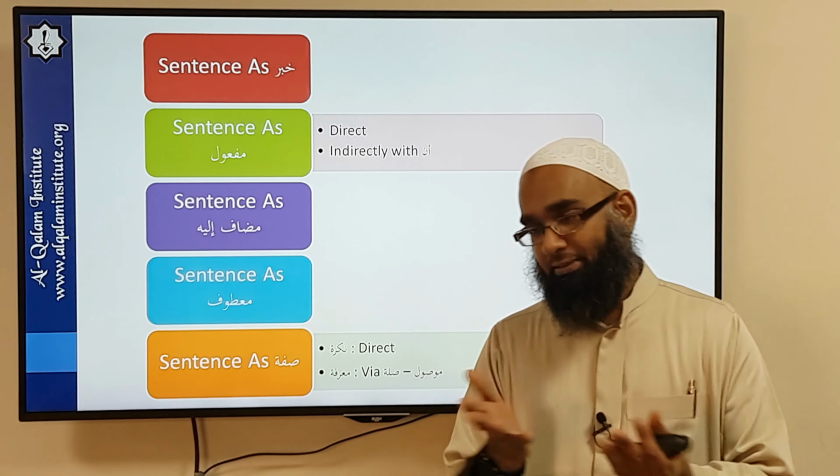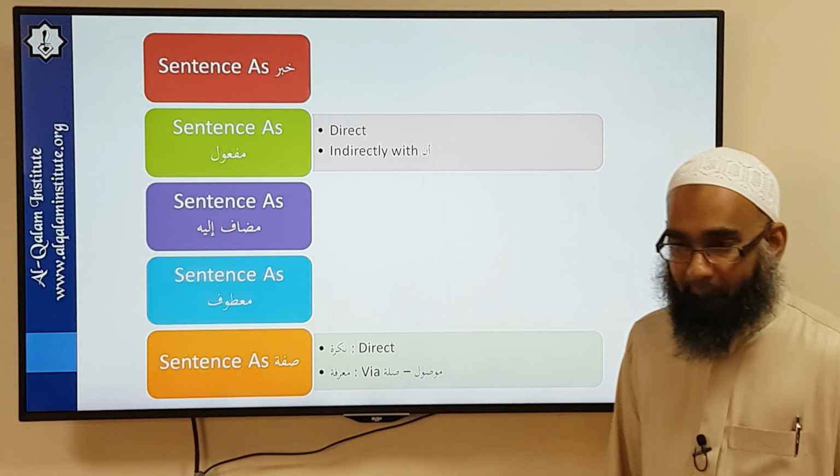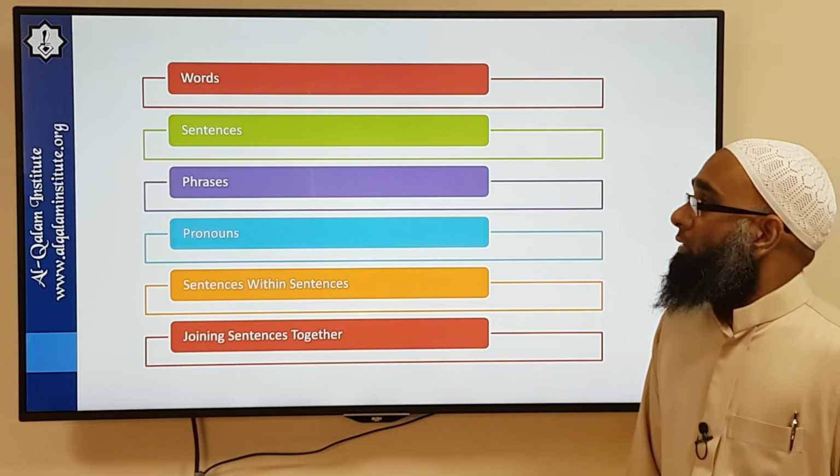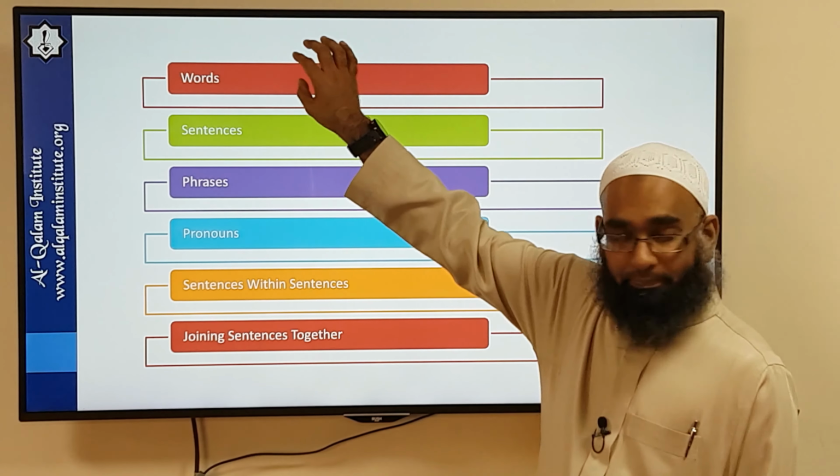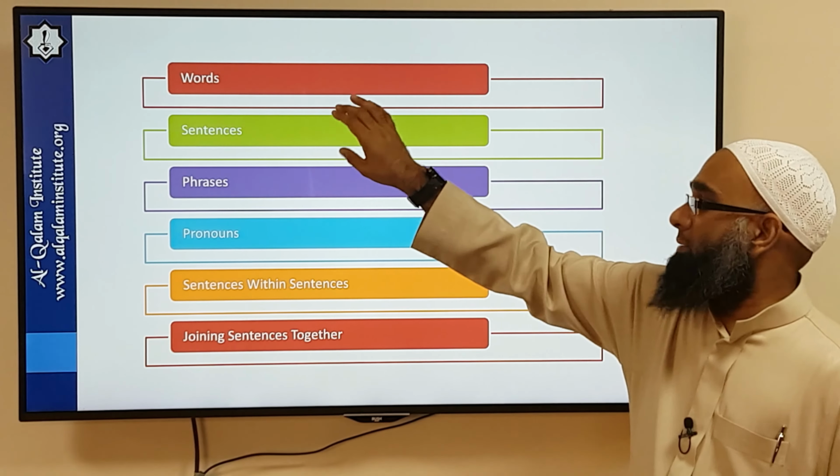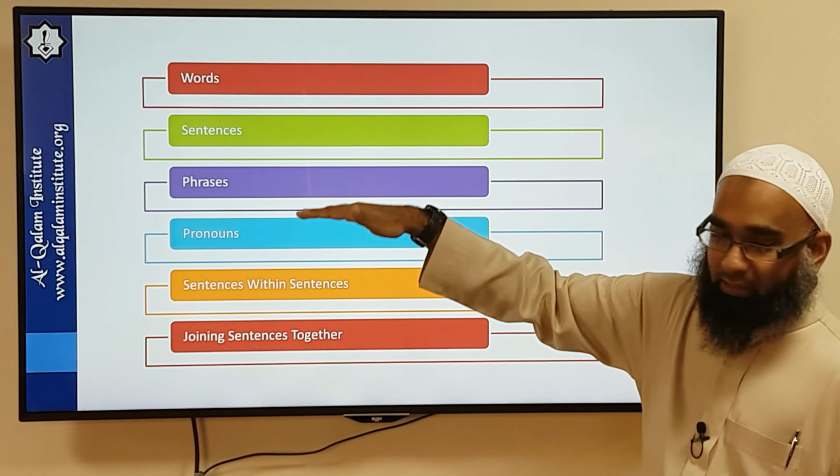Does that kind of summarize? Yeah, it's a good summary. Yeah? So keep this in mind. These words make sentences. Sentences can be broken down into phrases. Phrases can be then what?